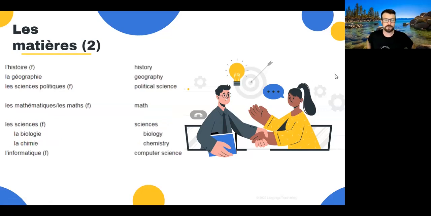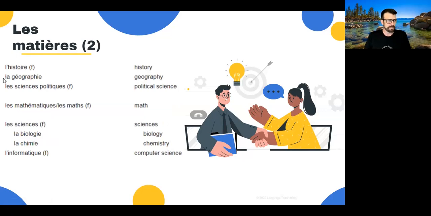Okay, nous continuons. We're continuing here. L'histoire is a feminine noun, meaning history. Je suis étudiant en histoire. If we said that, we would drop the le and just say, je suis étudiante en histoire. Je suis étudiant en histoire for a male student. La géographie, almost no translation needed.